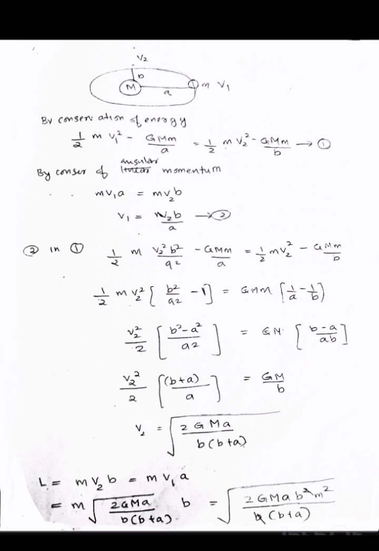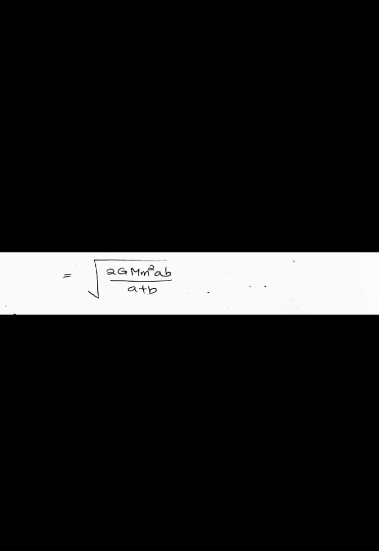That is, v2 is equal to square root of 2GMa by b into (b plus a), and we know that L is equal to m v2b, which is equal to m v1a, which is equal to m into square root of 2GMa by b into (b plus a) into b, which is equal to square root of 2GMa b square m square by b into (b plus a). This is equal to square root of 2GM m square ab by (a plus b).